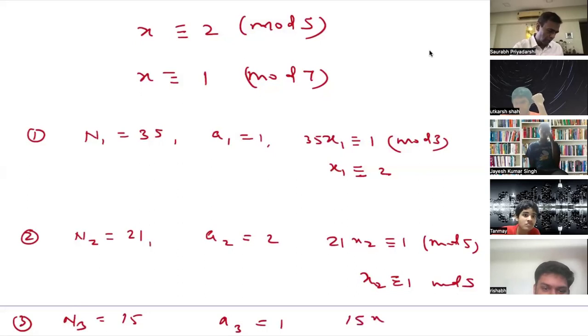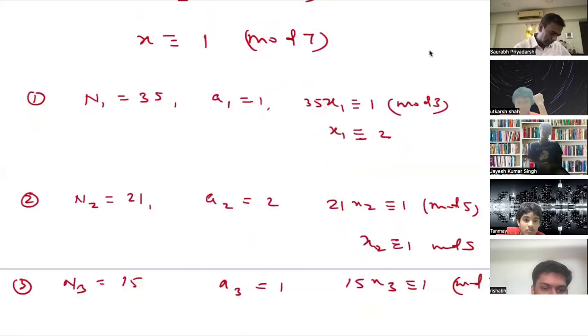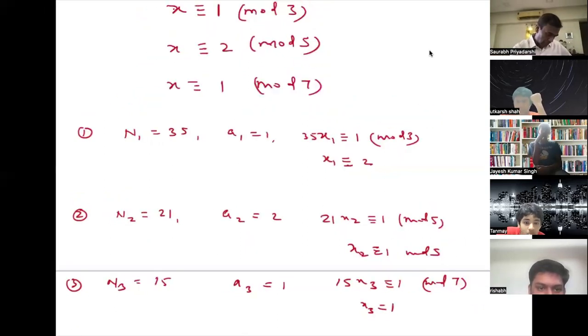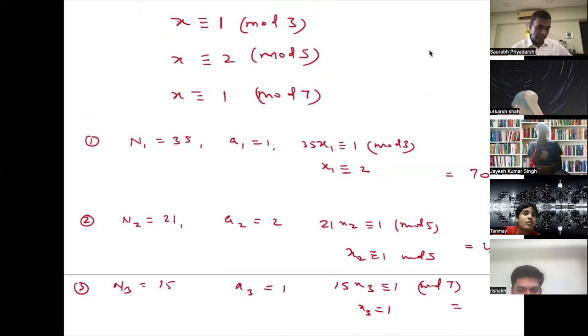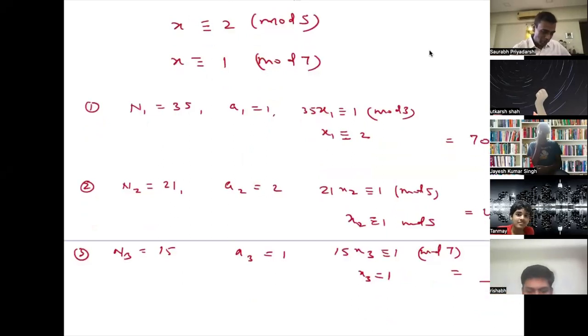Right? X1, X2, X3, N1, N2, N3, all the numbers are there. So I hope you all know what to do now. From the first one, you are getting 70. From the second one, you are getting 42. And the third one, you are getting 15 only. Right? And this you have to divide by 105. So you are getting 22 mod 105.